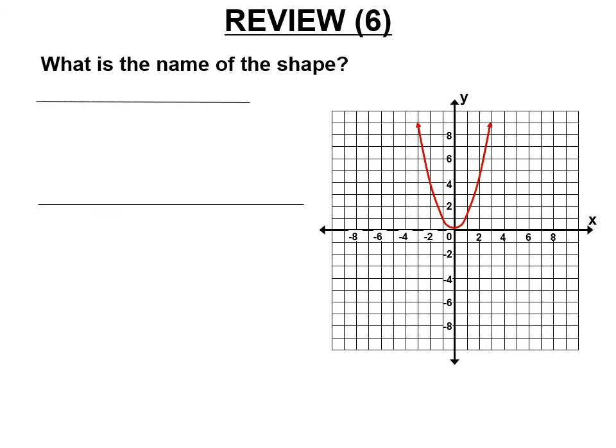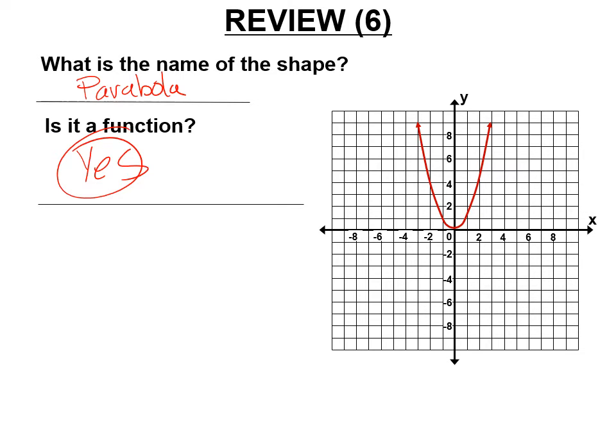All right, what's the name of that shape? U-shape? No, it's called a parabola. Okay, it sounds exactly how it is. Is it a function? Yes. This is a function. If it's on its side, no. But if it's pointing up or down, yes. This is yes also, right? Because there are no duplicate x values along here. There are no duplicates in the domain.